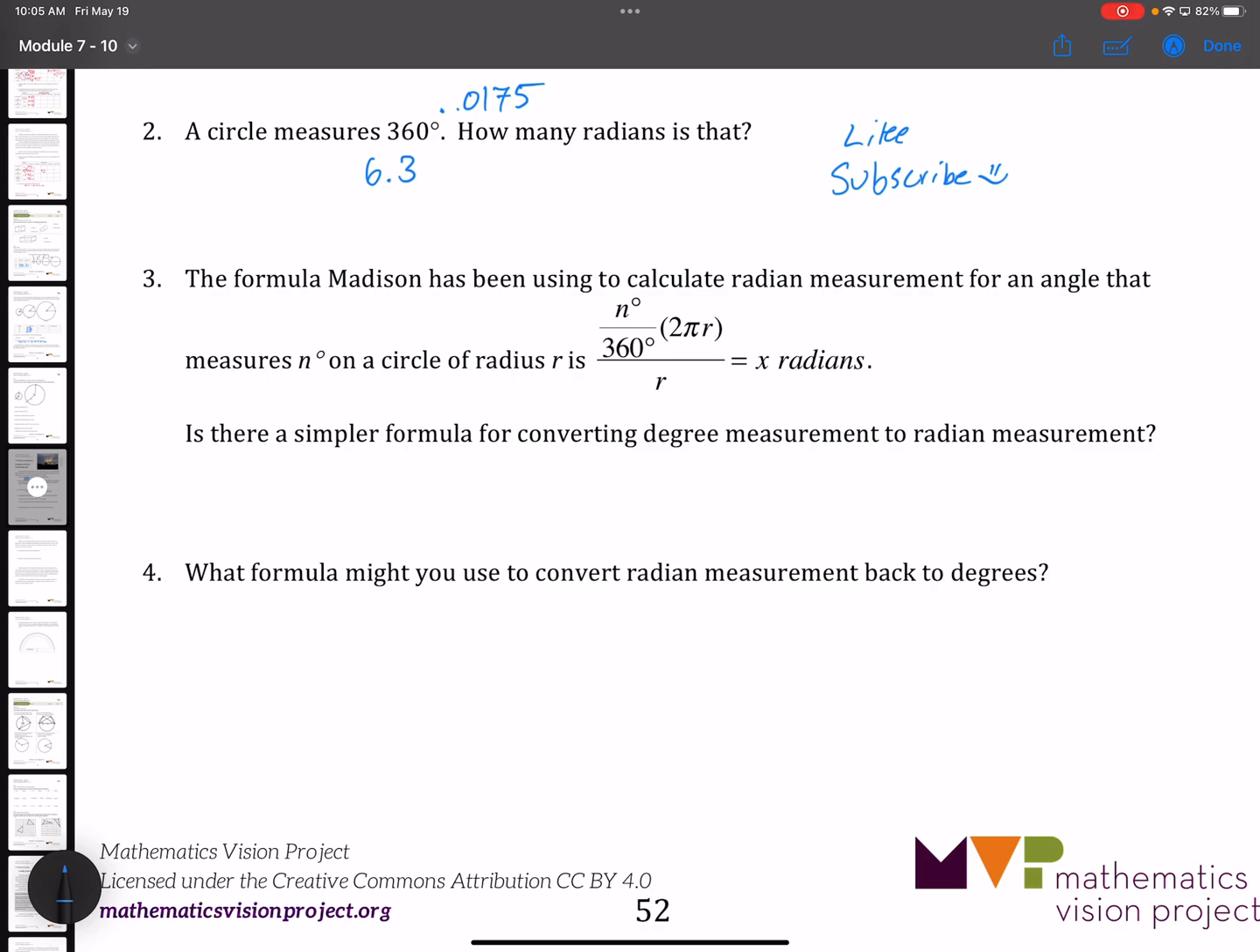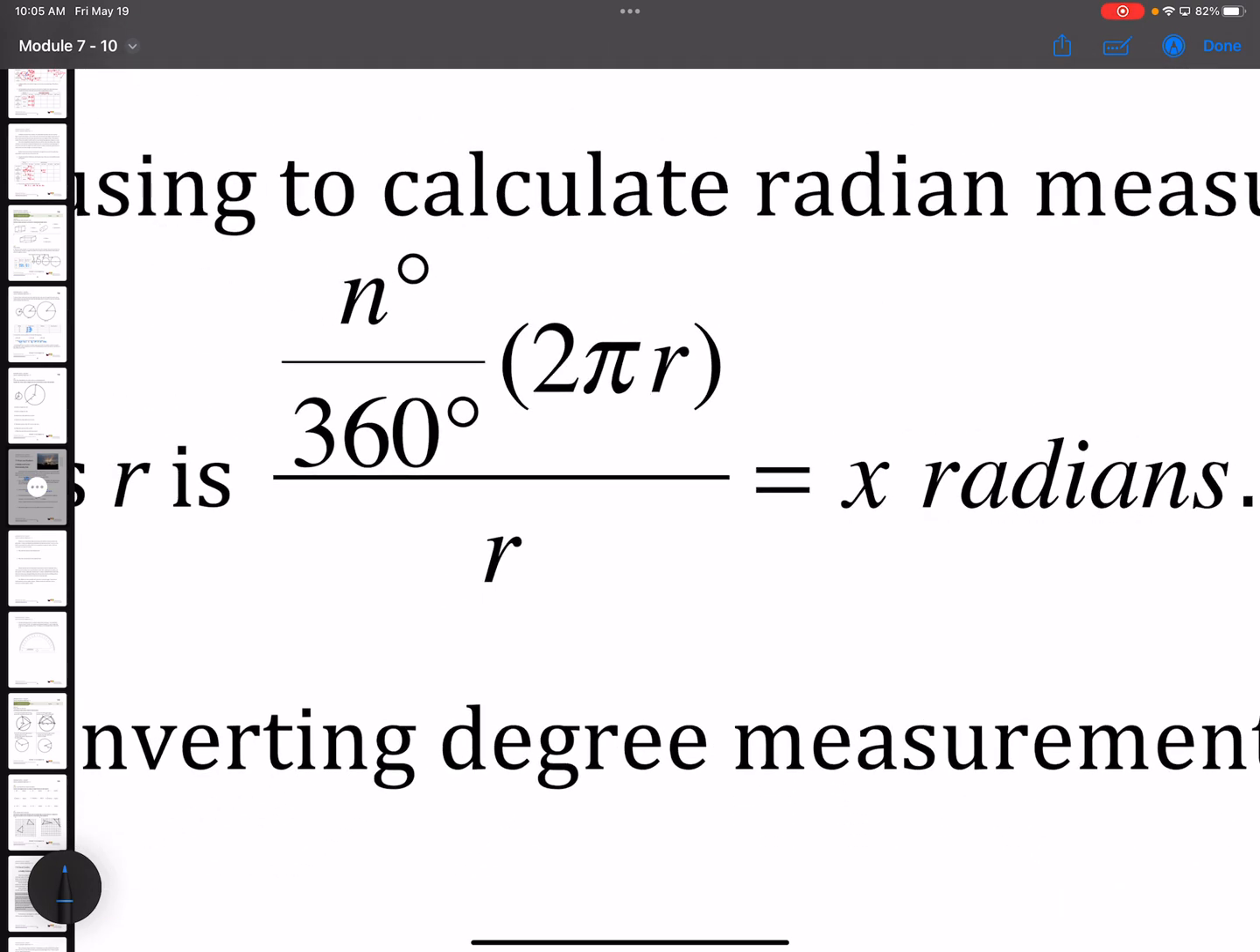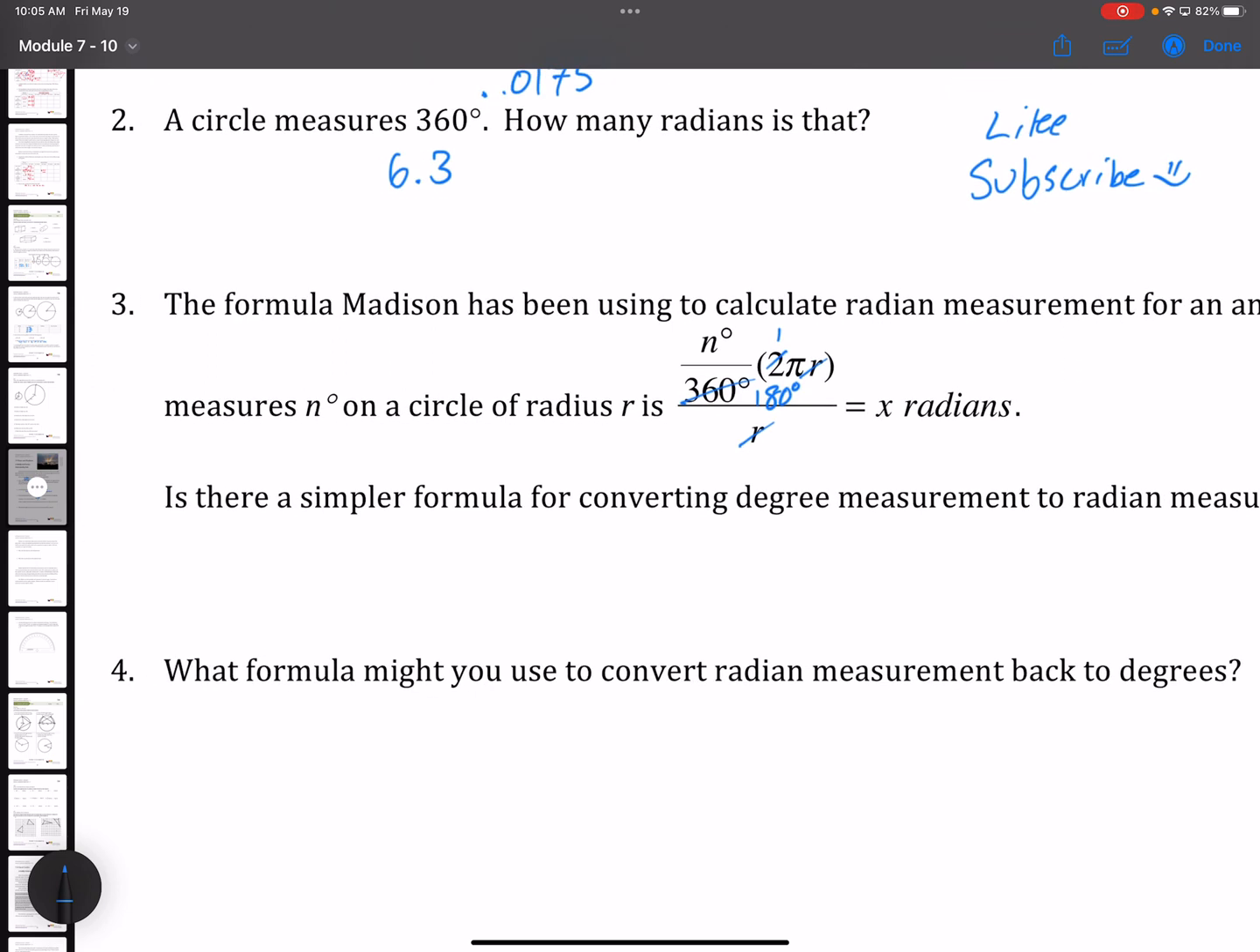Is there a simpler formula for converting, do you think? Probably. Is there a way that we could simplify this? Just get rid of the R. Cancel out the R. What about this 2 and 360? How about that? You can do the little dividey thing. What is 2 divided by 2? That's one. What is 360 divided by 2? That's 180.